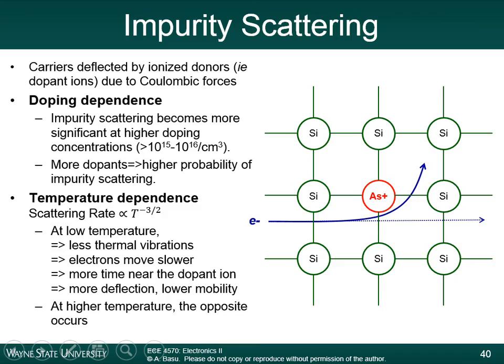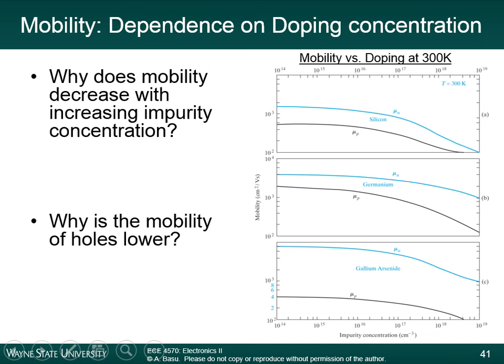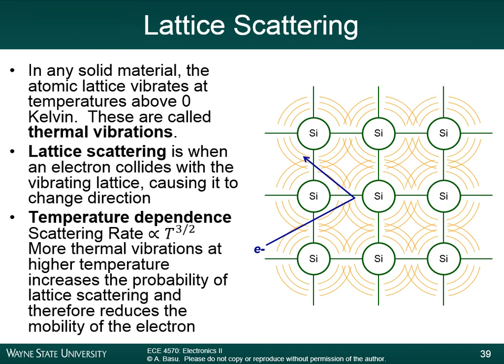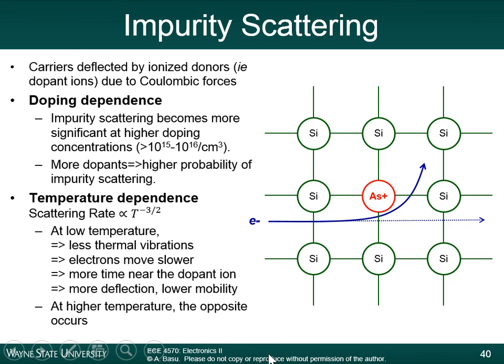So when the electron is traveling slower, it's spending more time near the dopant ion. So there's more time for it to be deflected off in a different direction. More deflection means more scattering, lower mobility at low temperatures. So what's interesting is that we have two of these phenomena. One is dependent on T^(3/2). The other phenomenon is dependent on T^(-3/2).